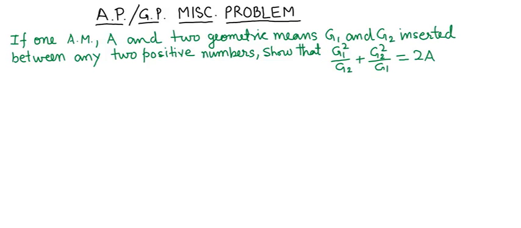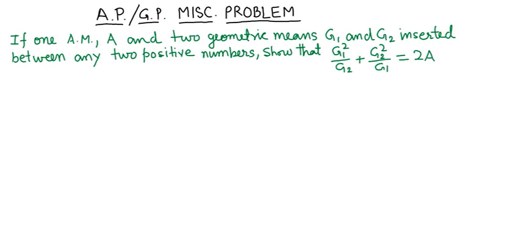Students, in this video we will see a miscellaneous problem related to AP and GP. The problem is: if one arithmetic mean A and two geometric means G1 and G2 are inserted between any two positive numbers, show that G1 square upon G2 plus G2 square upon G1 is equal to 2A.